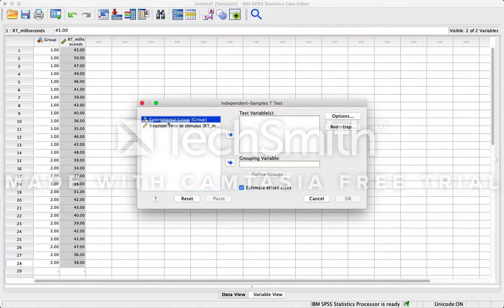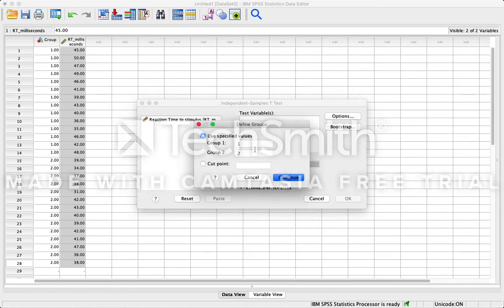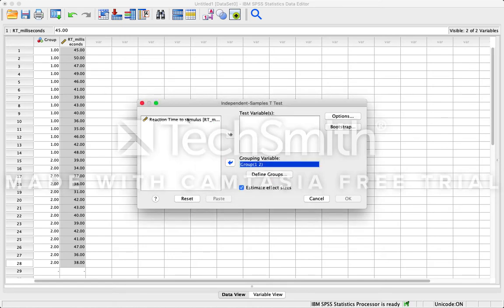The first thing I have to do is tell SPSS what my grouping variable is. So I'll click on Group, and then I have to define them, and it's already populated that with 1 and 2. Remember, 1 is my 3-hour group, and 2 is my 8-hour group. Next, I have to tell SPSS which variable is the dependent variable, or the test variable, and that goes in that window. Then I click OK.